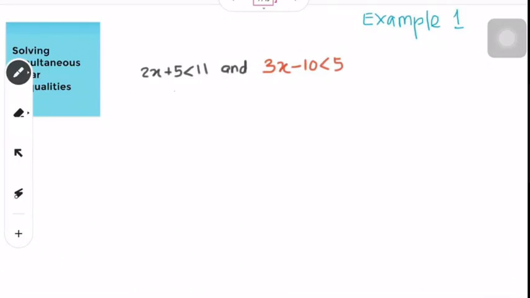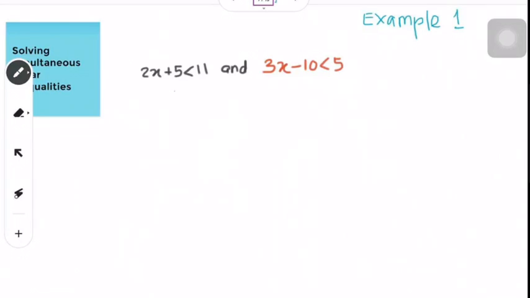Solving the linear inequalities simultaneously. There are extra steps. Before this, we did simultaneous linear equations. But this one is linear inequalities simultaneously. First, I use two different colours to show two different inequalities. We tackle them one by one. You can do them separately, but we are going to join them on the number line.